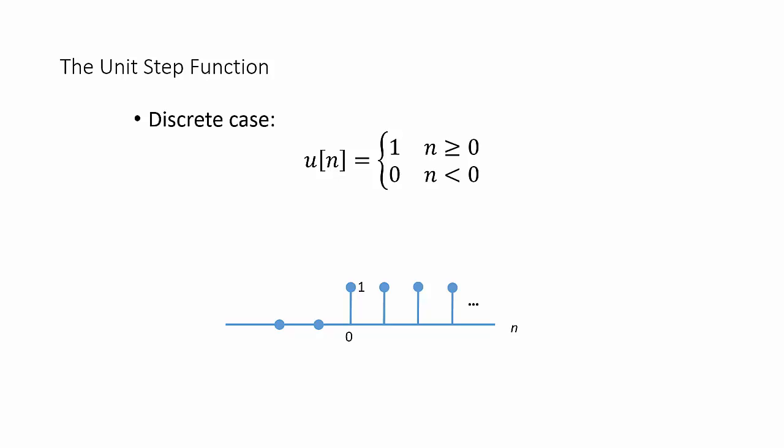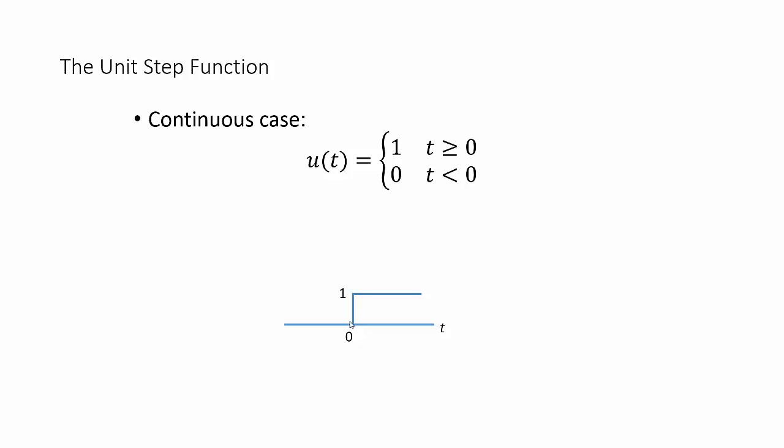U of n, the unit step function in discrete time, is defined to be 1 when n is greater than or equal to 0, and 0 when n is less than 0. The picture of it is as you see here. When n is 0 or larger, it takes on values of 1. When n is smaller than 0, it takes on values of 0. N is a discrete variable, so it only occurs at discrete units of time.